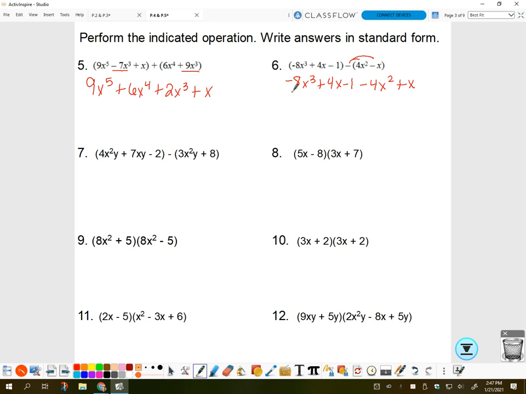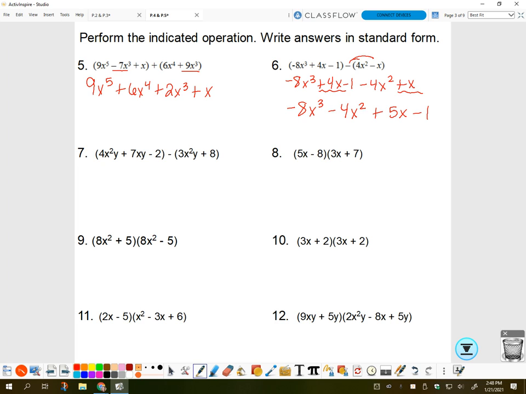So this 8x to the third does not have a friend to combine with, so we write it down. The next biggest exponent is a 2, and he also is lonely, so just write him down. All right, so then we have this and this that match. So we have 5x, and we have a minus 1.